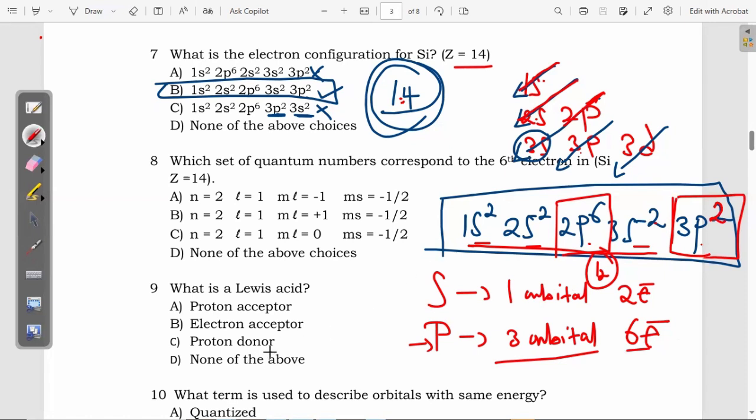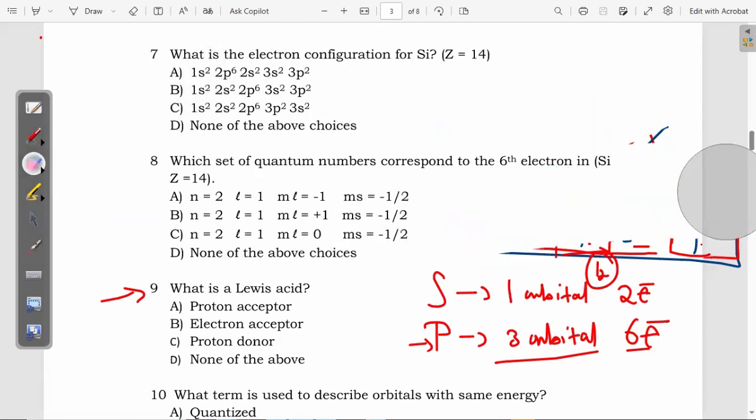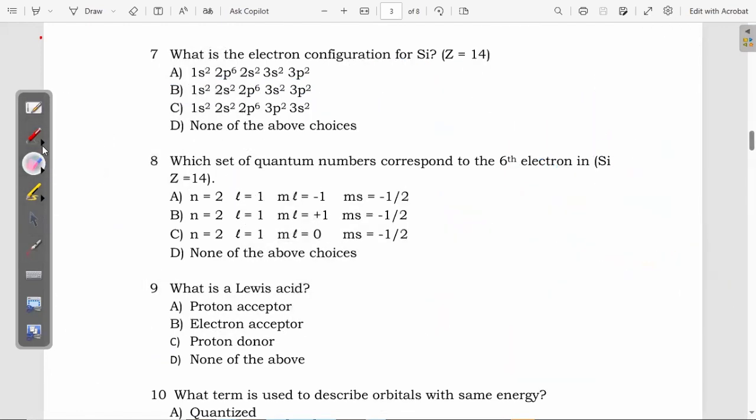Okay, and then question number 9. This one is very simple, it's just a definition. Question number 9, they're saying what? Oh, did we solve question number 8? No, we didn't solve question number 8. So let's look at question number 8 first of all. Question number 8 says: which set of quantum numbers corresponds to the 6th electron in this silicon?